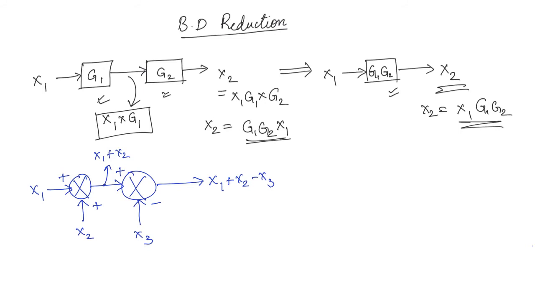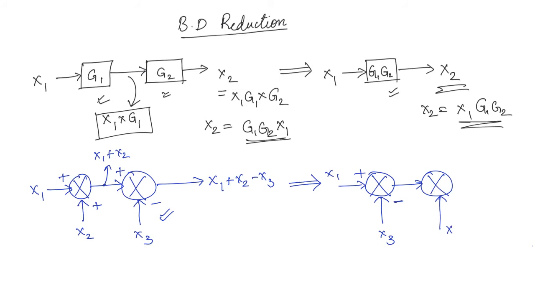Now let us say you are interchanging the summing points. So here x1 will remain the same. This is one summing point and this is one summing point. Now instead of adding x2 here, we will add x3. But x3 is added negatively, so we will put a negative sign here. X1 is added positively and here we will add x2. So the summing points can be interchanged in this manner.